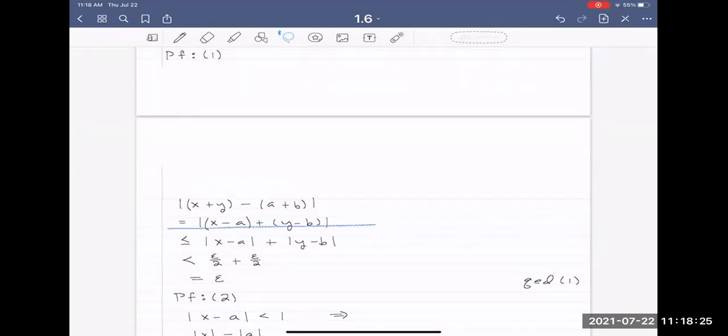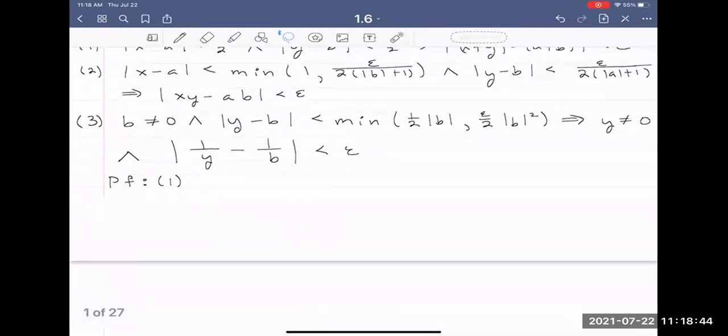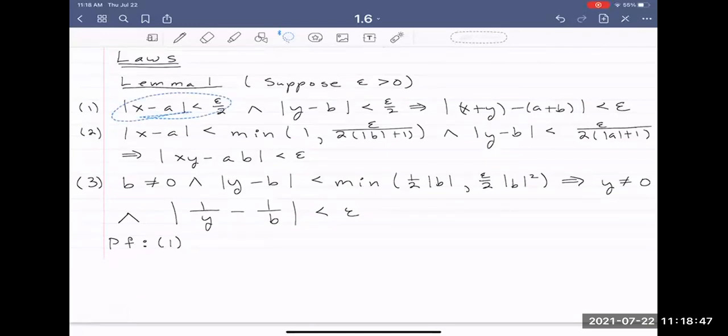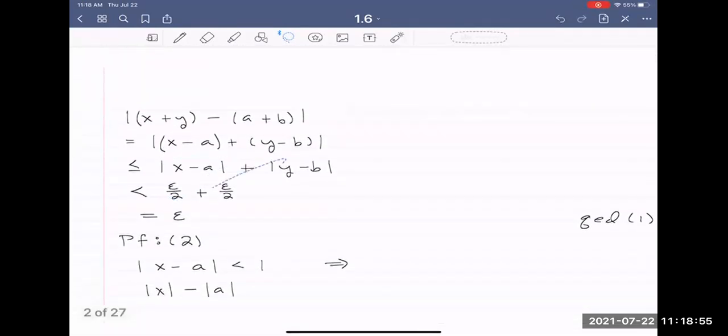So this is equal to the absolute value of x minus a plus y minus b. By the triangle inequality, this is less than or equal to |x minus a| plus |y minus b|. But by assumption, |x minus a| is less than epsilon over 2. |y minus b| is less than epsilon over 2. So each of these are less than epsilon over 2. And so this whole thing is less than epsilon. And that's what you wanted to show.